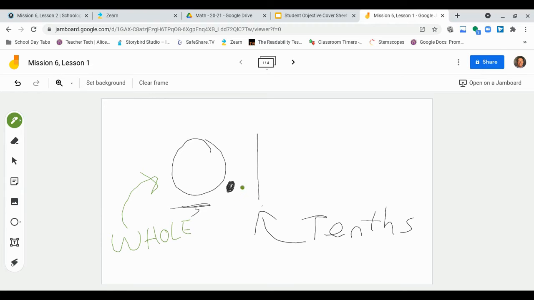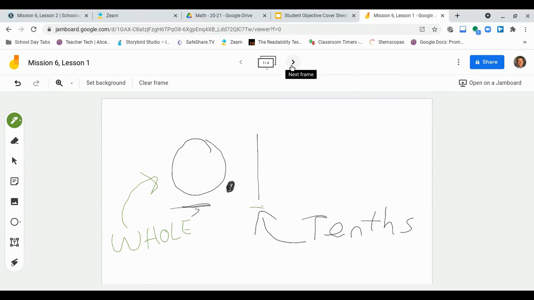And then the number to the right of the decimal, immediately to the right, is what is going to be in the tenths place. So this first number is in the tenths place. The number to the left is the whole number. The number immediately to the right is the tenths place.